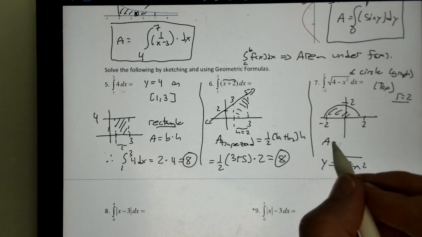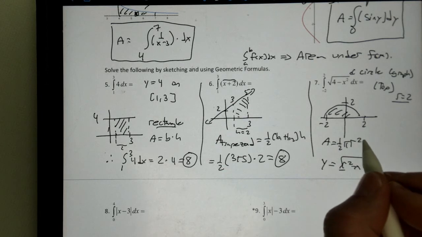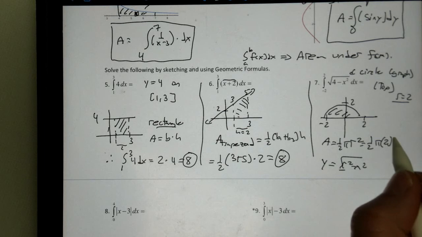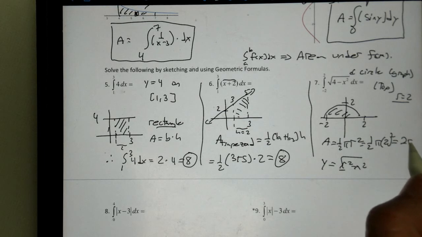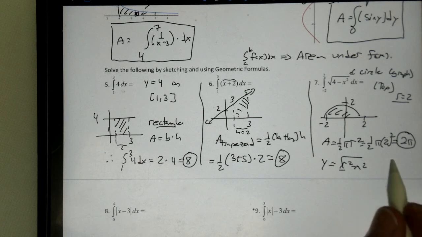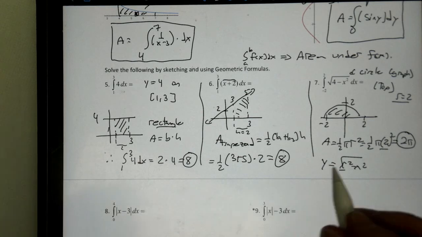Area of a circle, just memorize it, 1/2 pi r squared. We get 1/2 pi. Well, my radius is 2. Square it, we're going to get 2 pi. Make sure you simplify. Don't leave it like this. Don't leave it as pi, 2 squared. You want to simplify that.